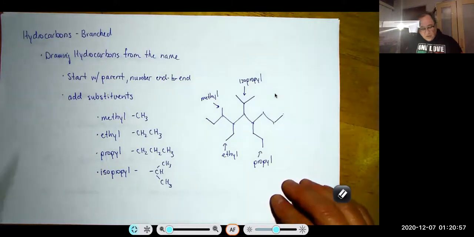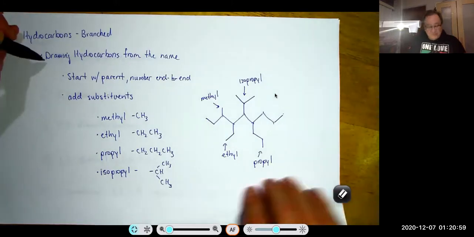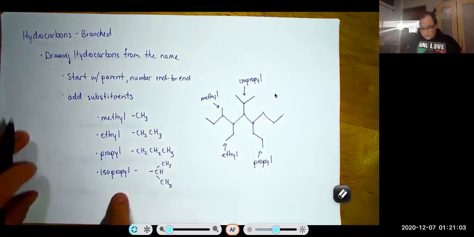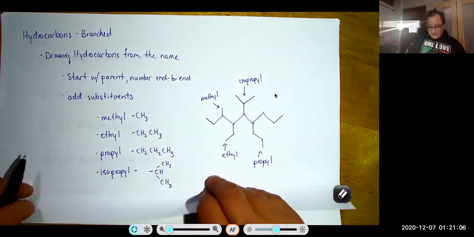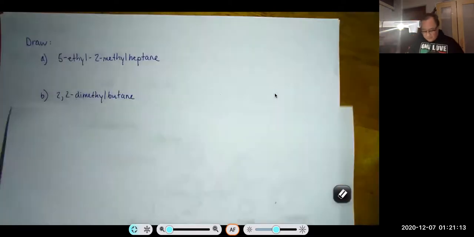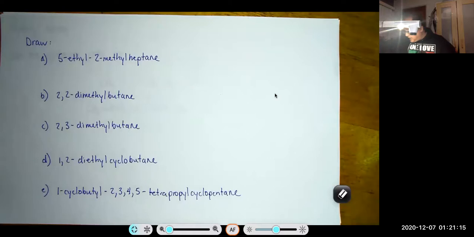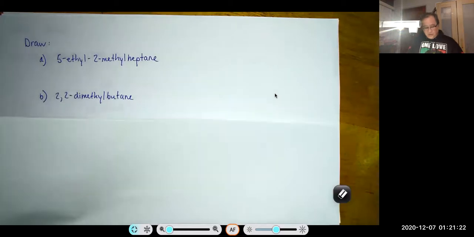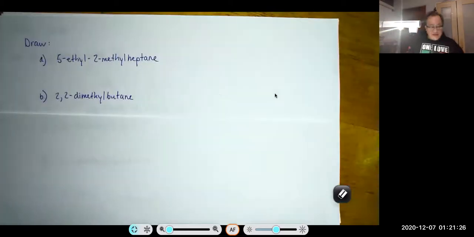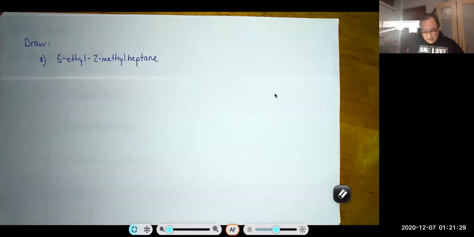So hydrocarbons, drawing hydrocarbons from the name. Start with a parent, number n to n, and then add the substituents. So here's some of the substituents we've seen. Let's take a look at some examples. So this is something I will almost definitely put on the test for you, if not your quiz. And the reason I'll put this on your test is because you fill in the answer, and so you have to draw the answer. On the quiz, it's hard for me to do this.